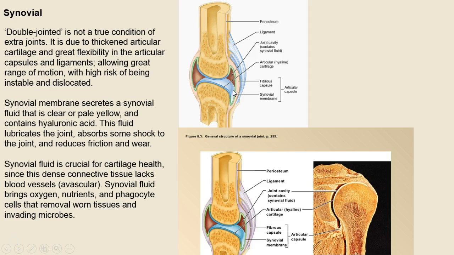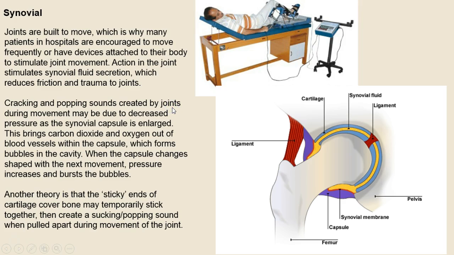Cartilage is avascular, so it has no blood supply of its own. It keeps from starving by feeding from the synovial fluid: oxygen, nutrients, and even phagocytes, these tiny cells that are going to remodel the cartilage when there's a little tear. Now, too much remodeling, and we have arthritis. Joints are built to move, and that's why we attach patients to movement devices after surgery, because we want to stimulate the flow of synovial fluid.